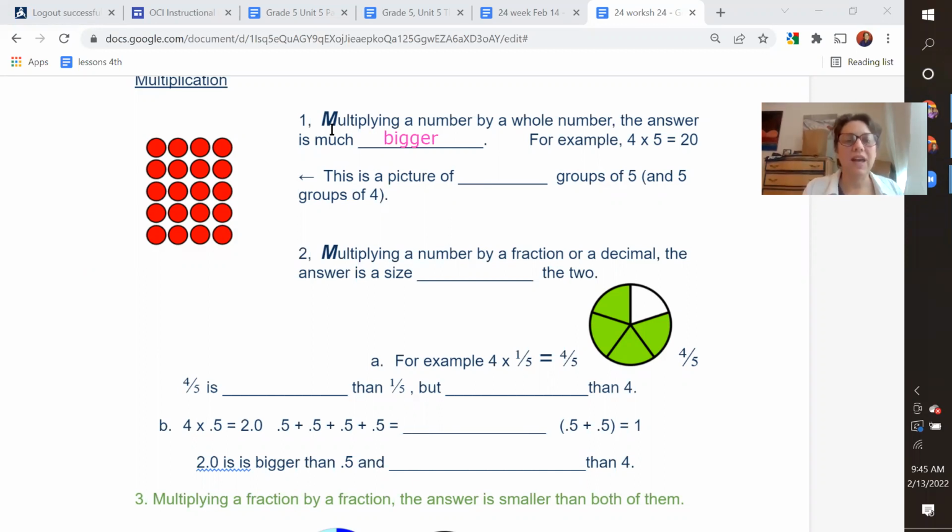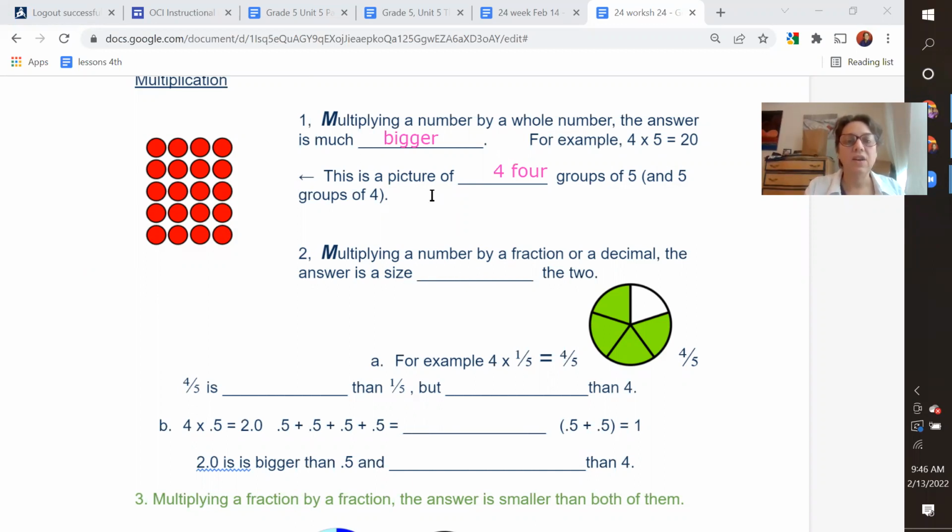Then we're looking at a picture. This is a picture of how many groups of 5? It's 5 groups of 4, because we have 1, 2, 3, 4, 1, 2, 3, 4, 5. I hope you guys can see this. Can you see it? Yes. 1, 2, 3, 4, and 1, 2, 3, 4, 5, right? So how many groups of 5 is it? It's going to be 4. 4 groups of 5.